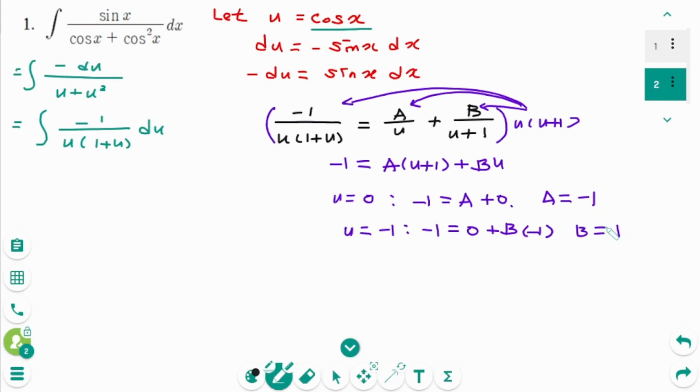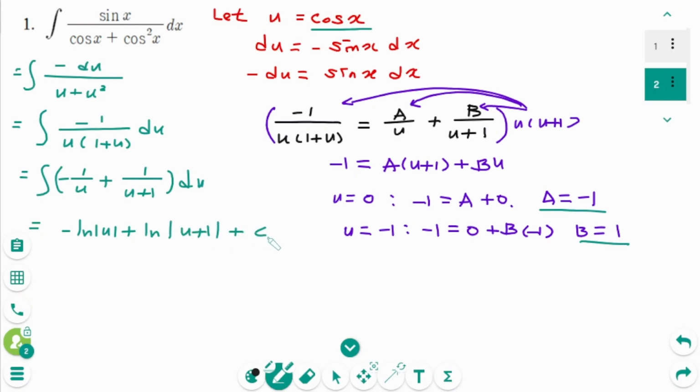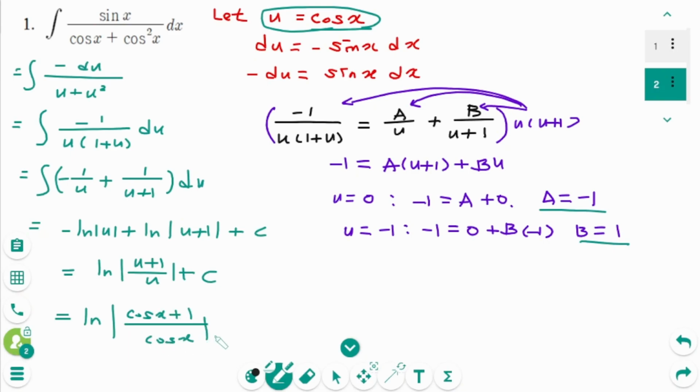Then b equals 1. It follows that the integral of a over u, which is minus 1 over u, plus b over u plus 1, b is 1, then 1 over u plus 1 du, equals minus ln absolute value of u plus ln absolute value of u plus 1 plus c. Use the logarithmic property. We can rewrite as ln of u plus 1 over u plus c. Then u was cosine of x. Final answer is ln of cosine of x plus 1 over cosine of x plus c.